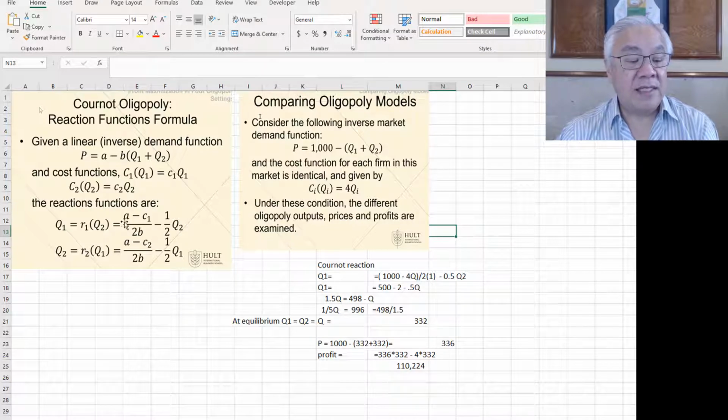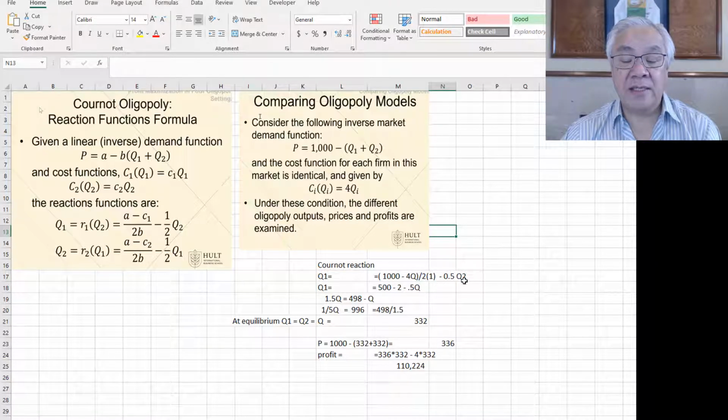So Q1 is equal to this function here in general with this data. A is 1,000 minus C1, which is given at 4, divided by 2B, which is 2 times the coefficient from here, which is 1, minus 0.5 Q2. Now, in this case, we're also given that the Q's are identical, and therefore we can just replace the Q2s and Q1s with just Q, and we solve this function, and we get to Q equals 332. So at equilibrium, Q1 equals Q2, which equals 332.